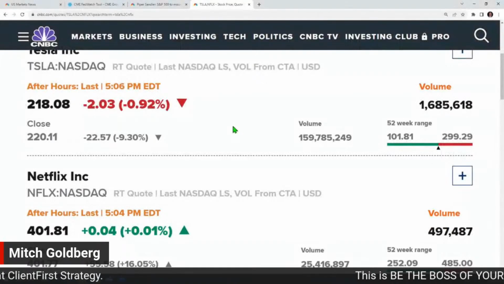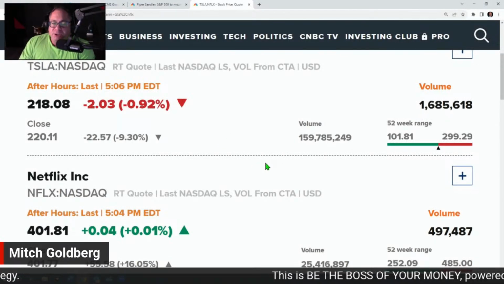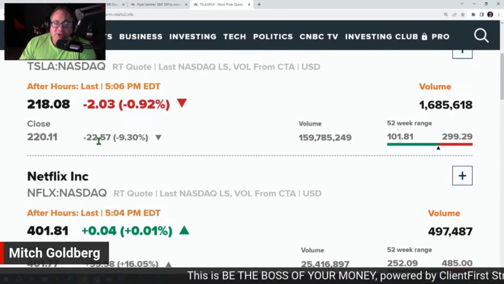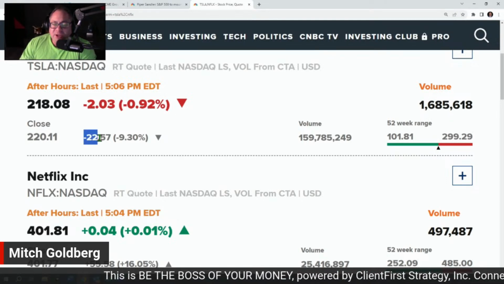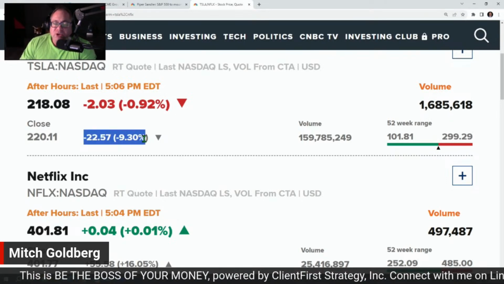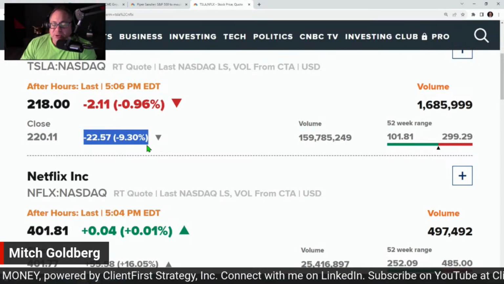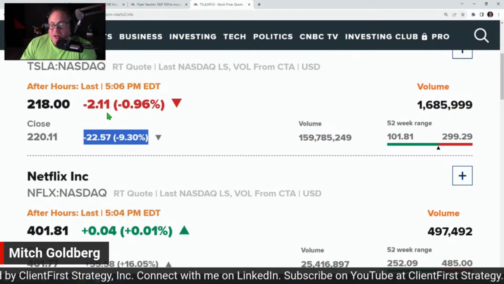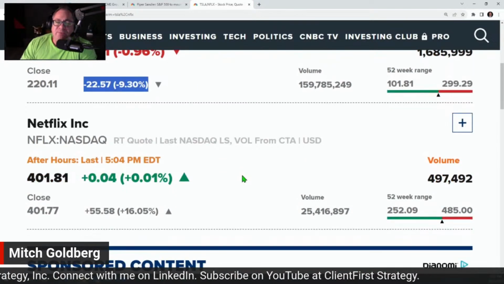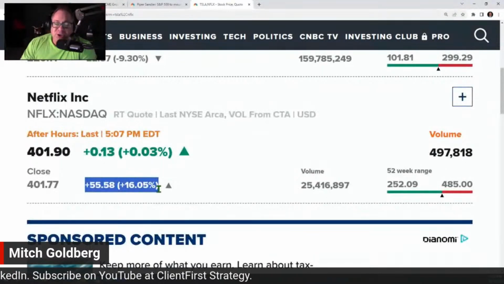These are the two big important movers today. We can make this a little bigger. All right. This is Tesla. Go by this number over here. Tesla was down $22.50 in trading today, down over 9%. It's down another $2 in aftermarket trading, while Netflix is up $55, up 16%.